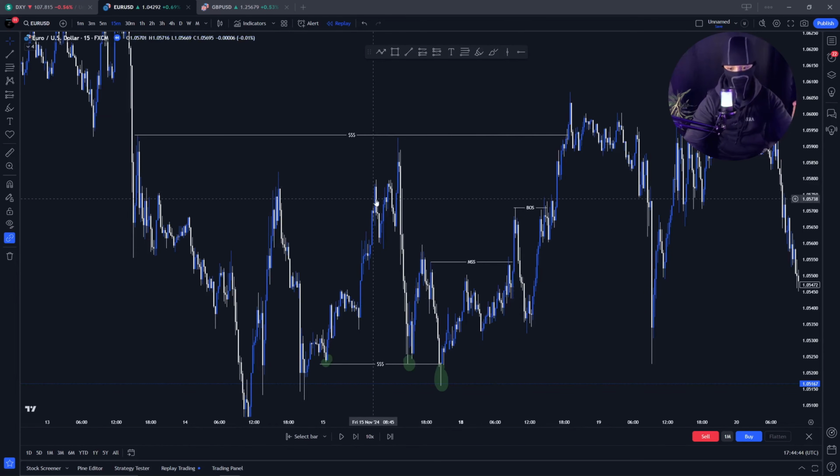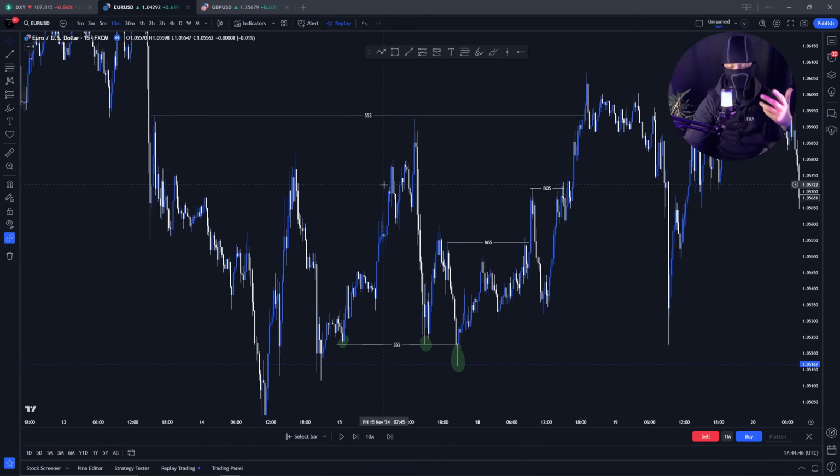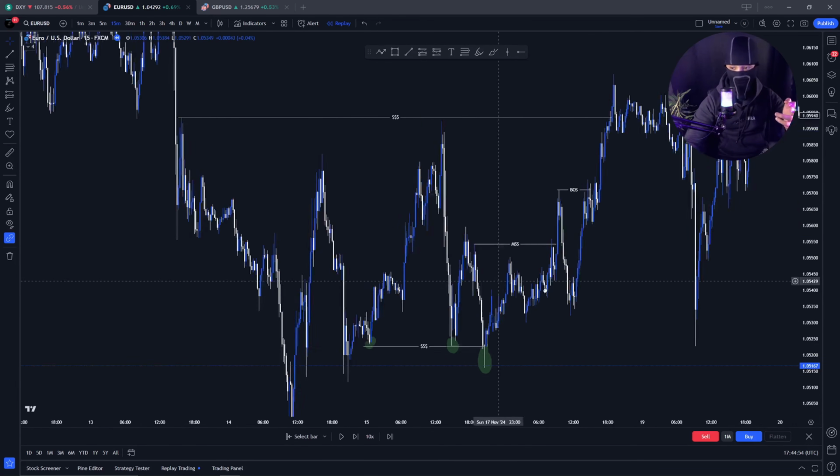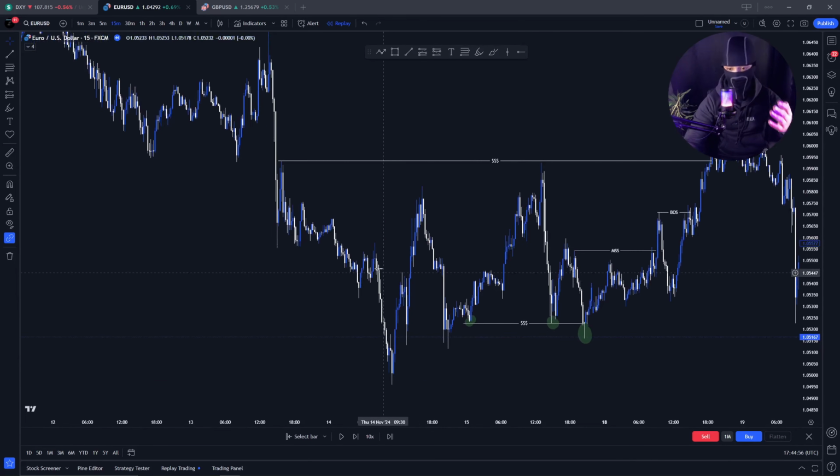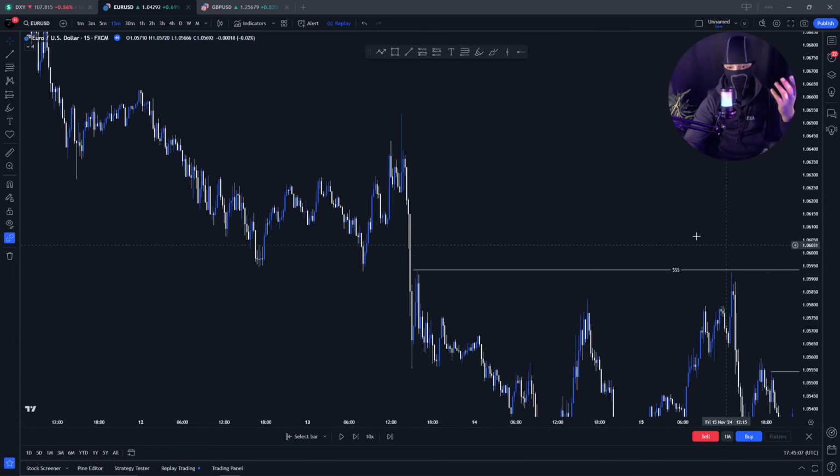I want you guys to understand another thing. Whenever we take liquidity in the market, it fuels a move to go into the opposite direction. Does that make sense? Liquidity acts as fuel in the market. When price doesn't have liquidity, when the market doesn't have liquidity, it starts to create it. It generates liquidity. This is also known as accumulation or consolidation.